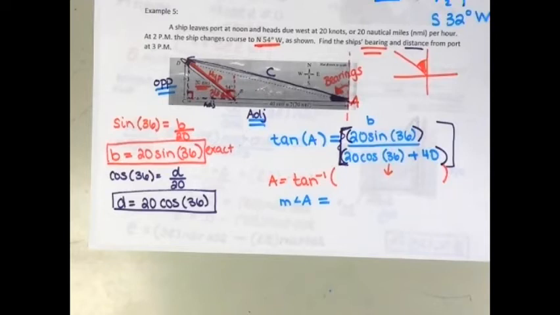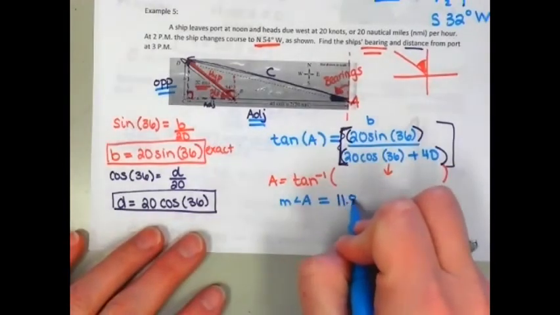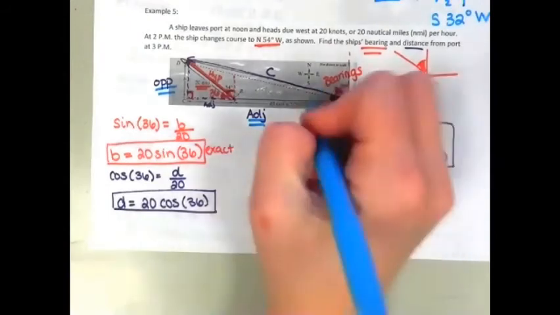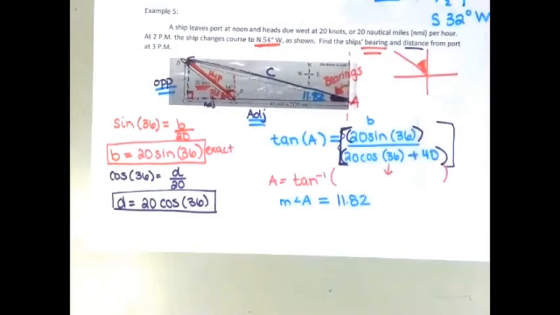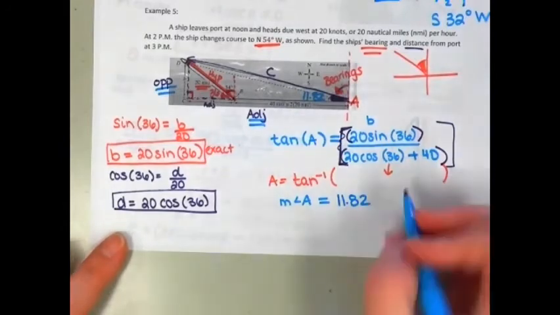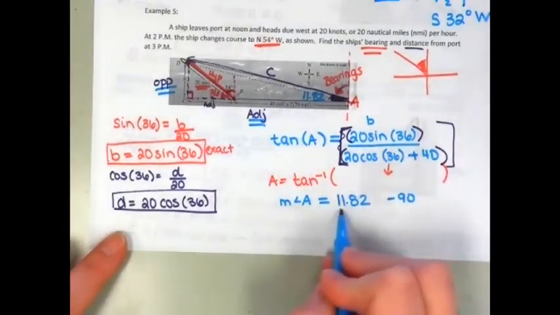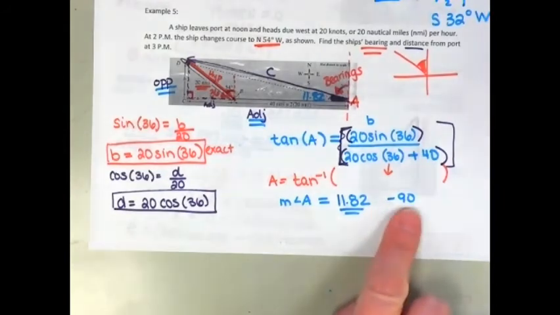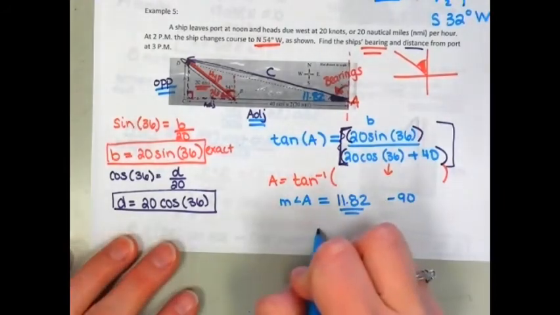What did you guys get? 11.82. Good. All right, so angle A is 11.82, but is that my bearings? No. So what do I need to do from this? So in your calculator, you have this long decimal. Just hit minus 90. You're going to get negative degrees, but we'll just take the negative off because remember, A and my bearings add to be 90 degrees, right? So if you just subtract off the 90 without rounding, take that exact decimal, subtract off the 90. What do we get for my bearings?